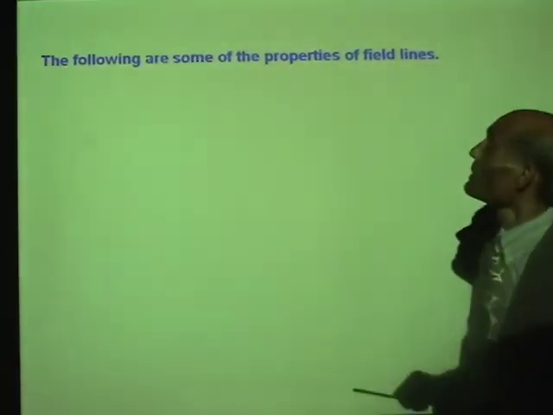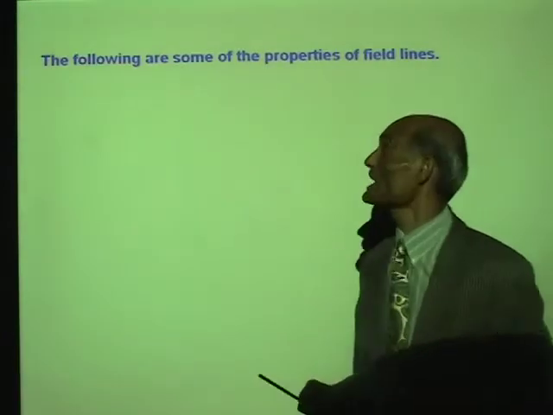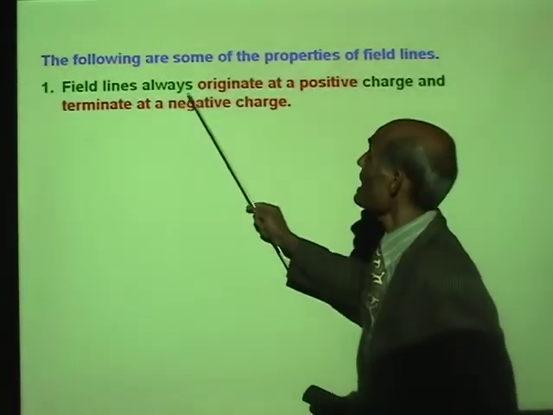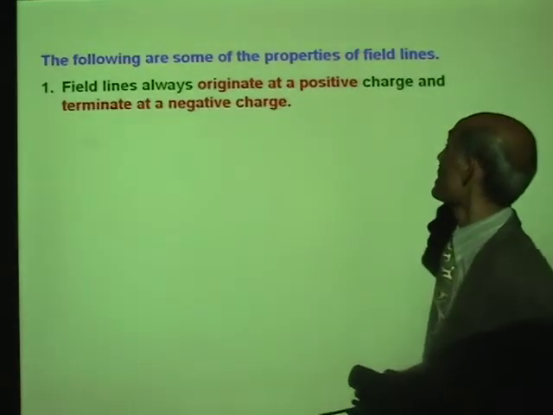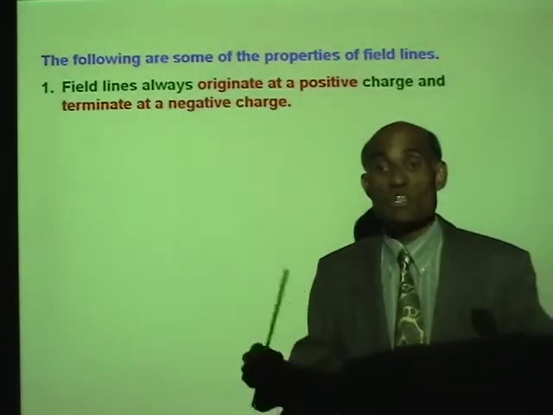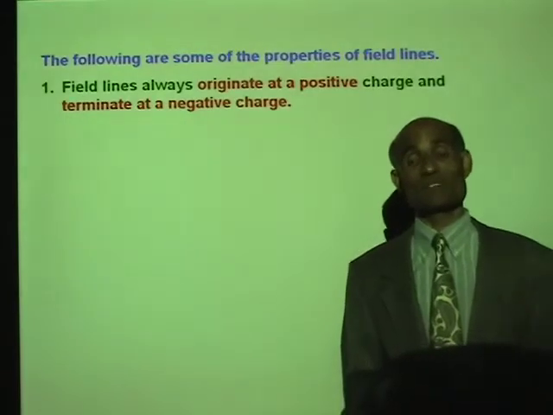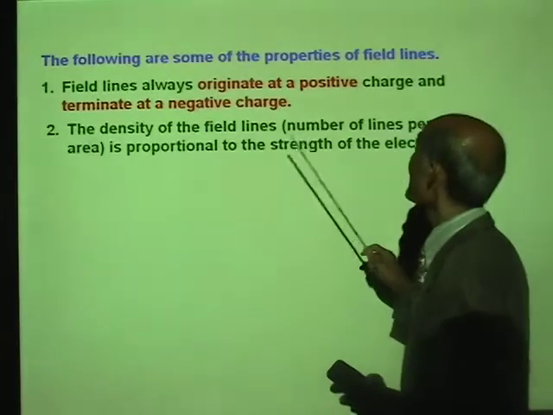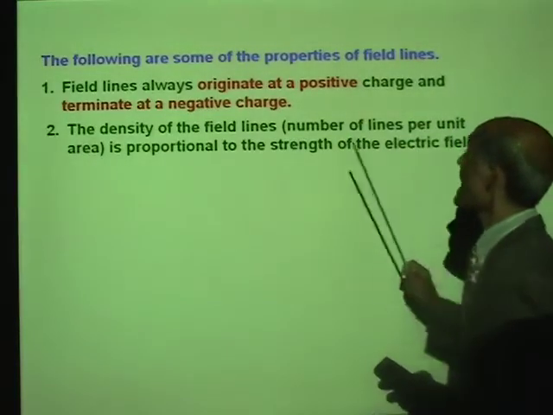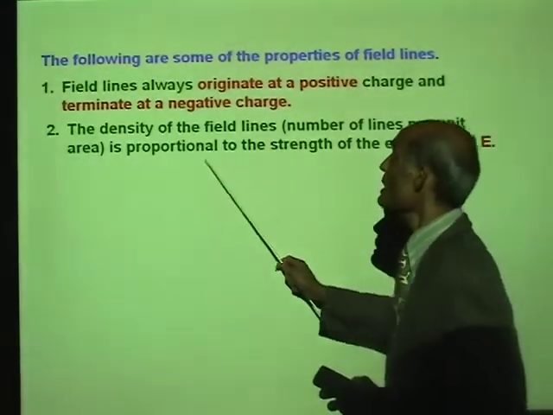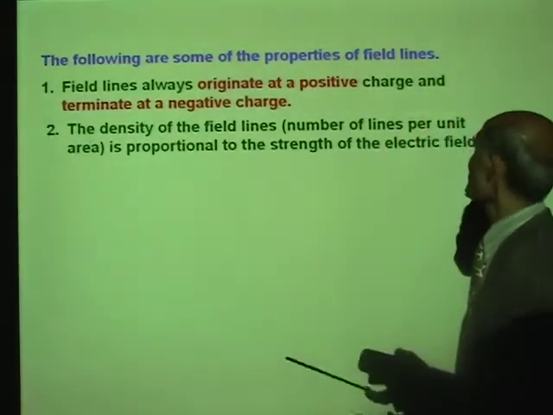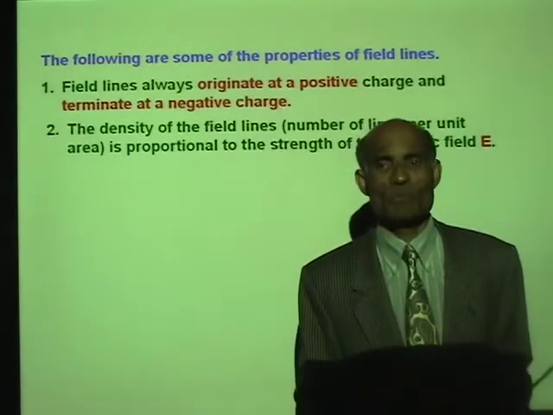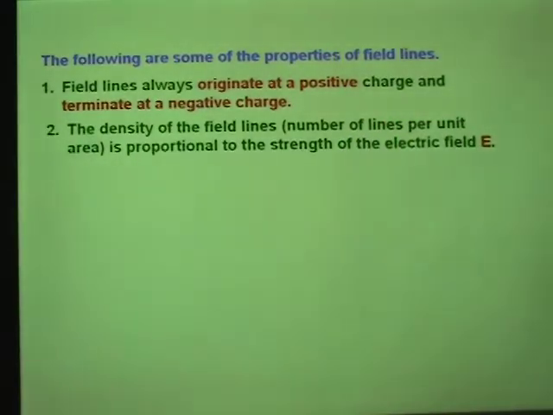And I have some properties of the field lines. Let's look at some of those. Property number one, field lines always originate at a positive charge and terminate at a negative charge. We talked about that already. The density of the field lines, that is the number of lines per unit area, is proportional to the strength of the electric field E. Now, what does that mean? But let me see if I can illustrate that to you.